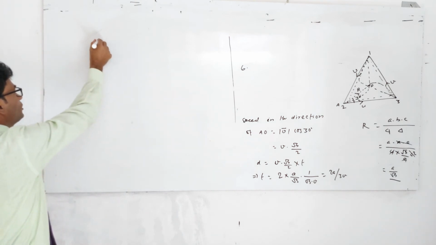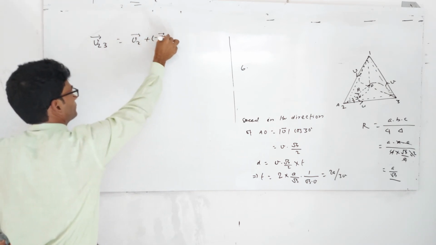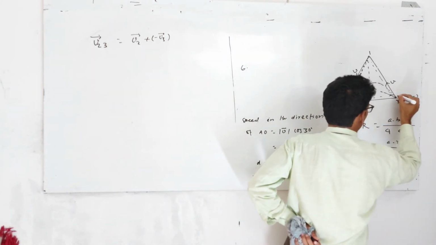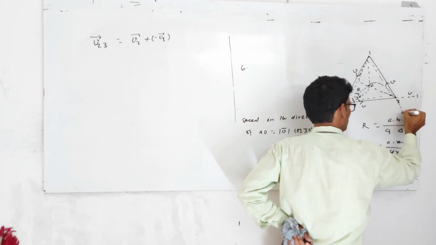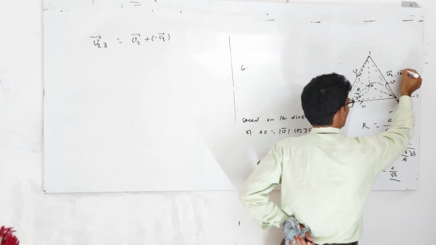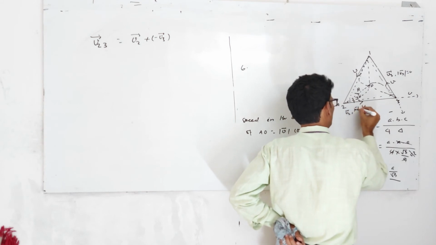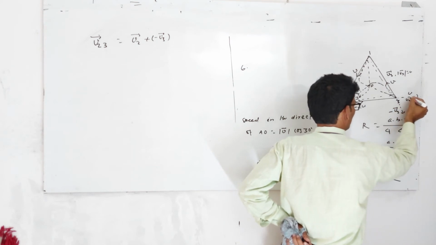Firstly, we have to find the velocity of 2 with respect to 3. So this is velocity of 2 minus velocity of 3. This is velocity of 2 and this is velocity of 3. It means the speed is V. Here, this is minus V3, but mod V3 is V. This is V2, and mod V2 is also equal to V. Here minus V3, this is the V2 vector.